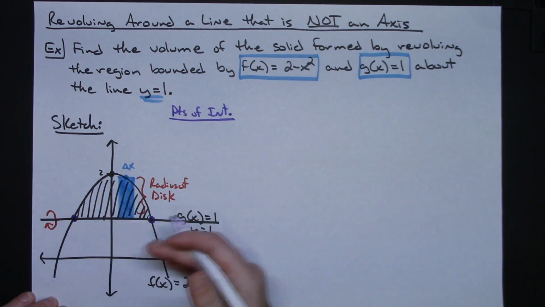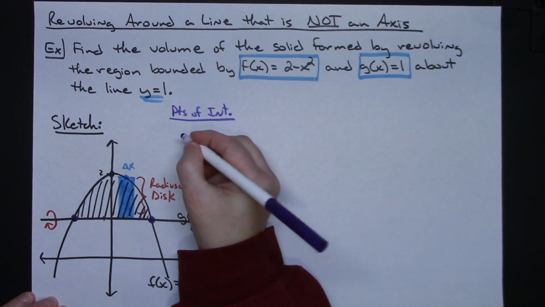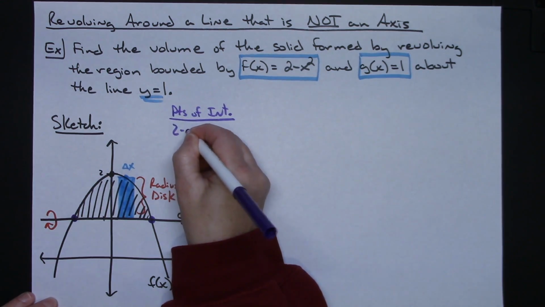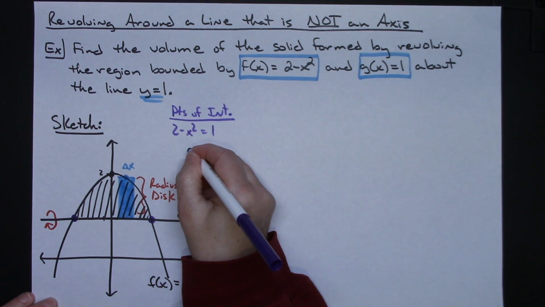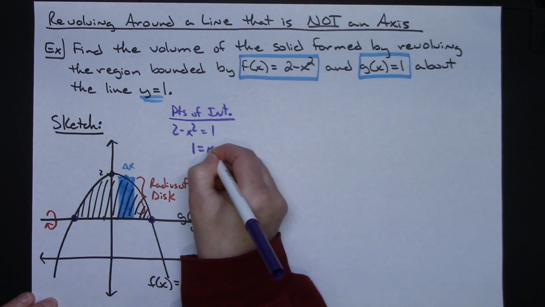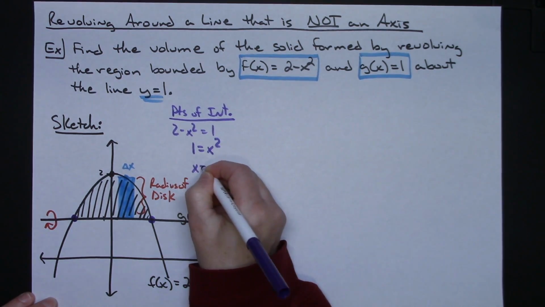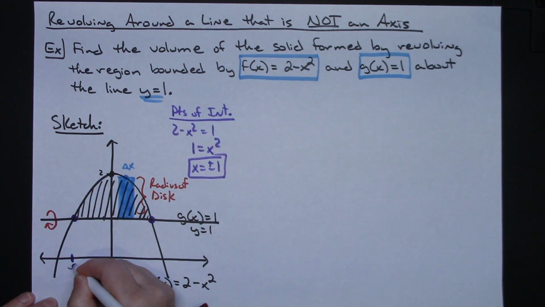Hopefully you remember that all you have to do is set the two curves equal to each other and then solve. So 2 minus x squared equals 1. Subtract 1 from both sides, and move the x squared over to make it positive. 1 equals x squared. So x is equal to plus or minus 1. So this has got to be negative 1, and this over here has got to be 1. Those are the 2 points right there.